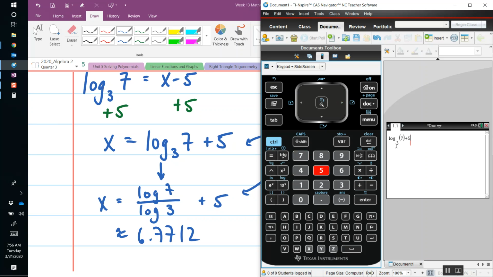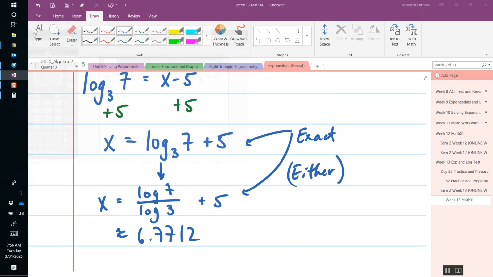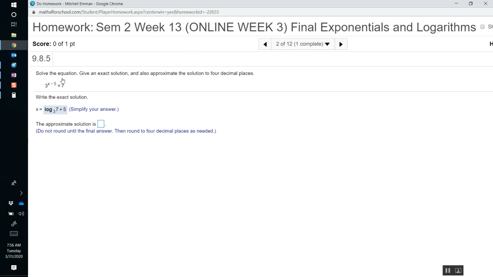plus 5. Now, here again, on the basic calculator, we typed in an expression similar to the second layout. And what I'm doing now is I'm using a fancy calculator to evaluate the expression as we normally would have written it on paper. And let's just compare those results. And sure enough, the answer from the fancy calculator says 6.7712 as well.